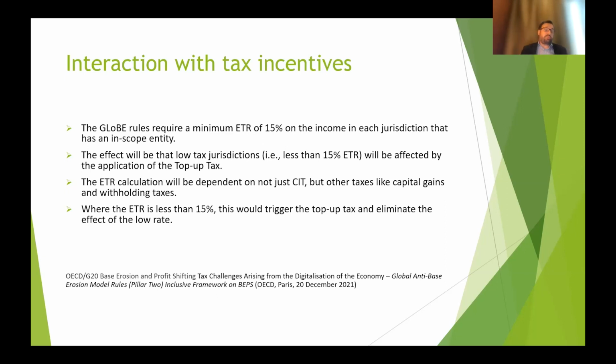And there's a paper that was recently released on Pillar 2 called Tax Incentives in the Global Minimum Corporate Tax, which was released by the OECD. And the message from the OECD to jurisdictions is you need to look at those corporate income tax incentives now, and get ready to change and be prepared to understand the impact of them being effectively switched off by the GloBE.